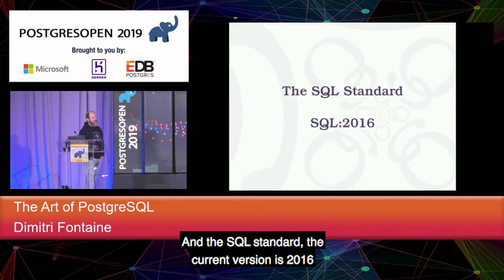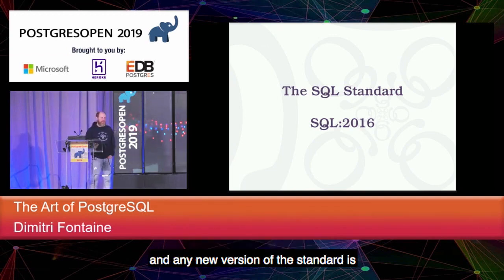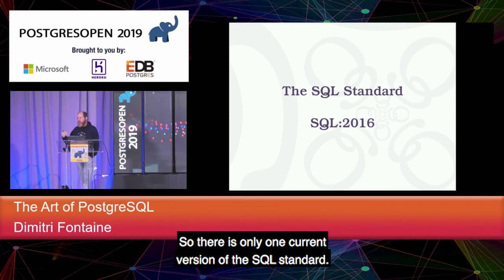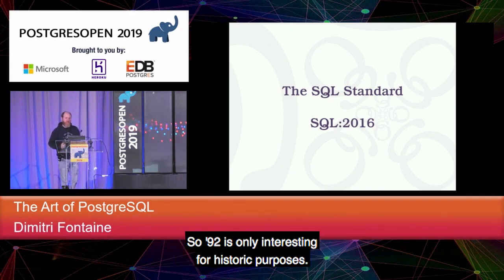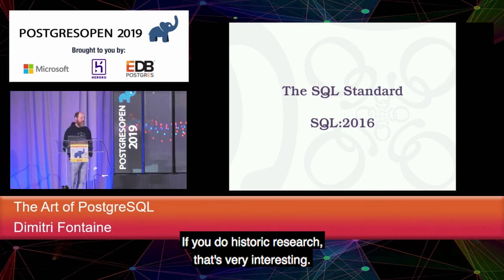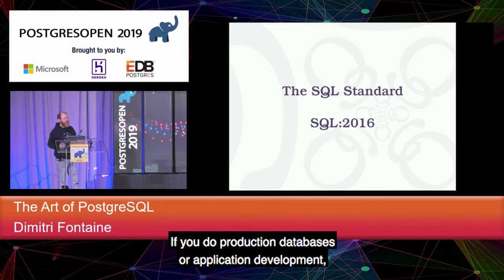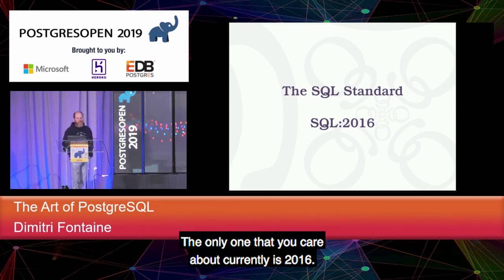And the SQL standard, the current version is 2016, and any new version of the standard is deprecating every previous one. So there is only one current version of the SQL standard. So 92 is only interesting for historic purposes. If you do historic research, that's very interesting. If you do production databases or application development, you don't care about that. The only one that you care about currently is 2016.